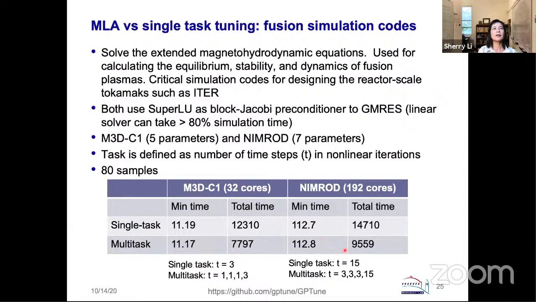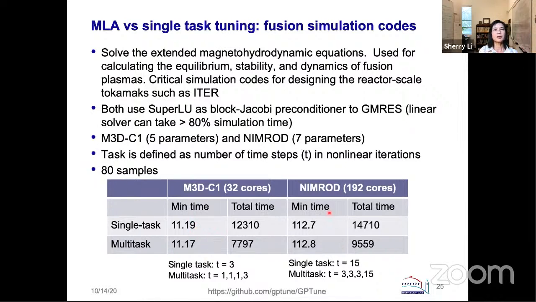And here this is a nonlinear iteration. So it's difficult to say what you mean by multiple tasks. What our configuration is here, we use the number of time steps in the nonlinear iteration as our task. So for example, for this code, the single task is we stop the simulation after 3 nonlinear steps. And then multitask is we choose 1, 1, 1, 3. So the first task stops at 1, the second stops at 1, and the fourth one stops at 3. So with the single task and multitask, we get the minimum almost the same.